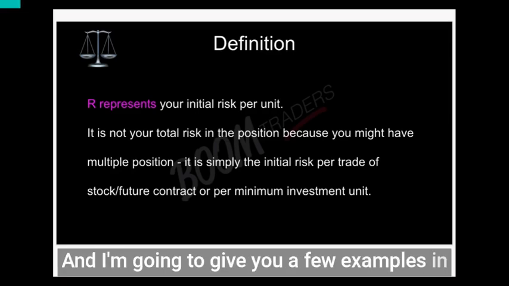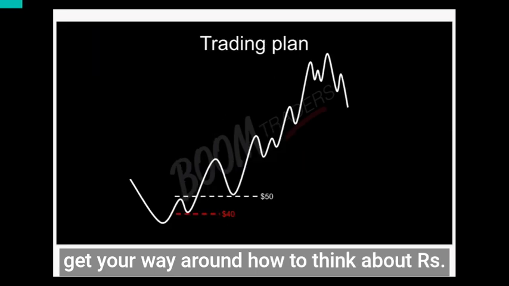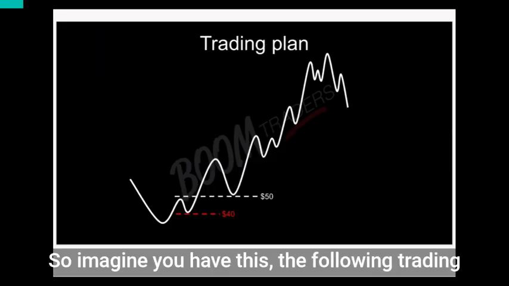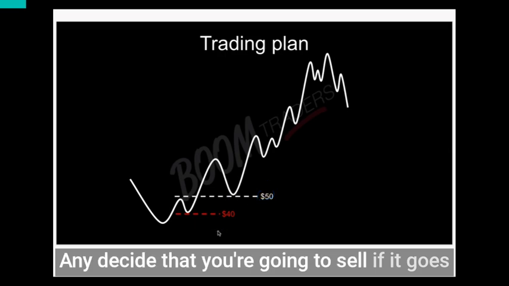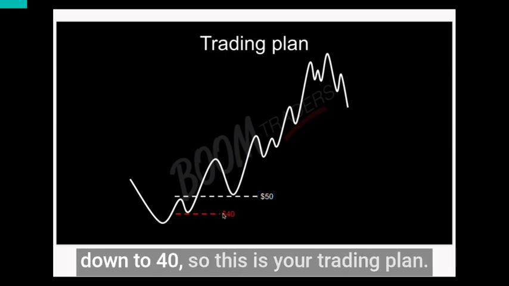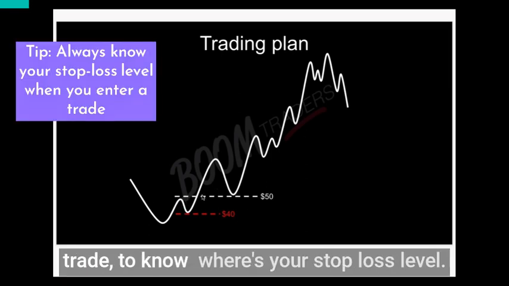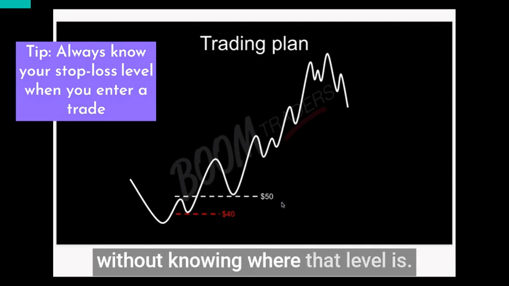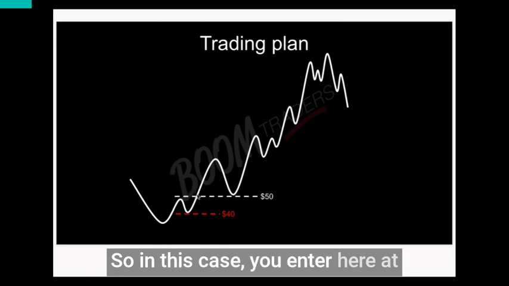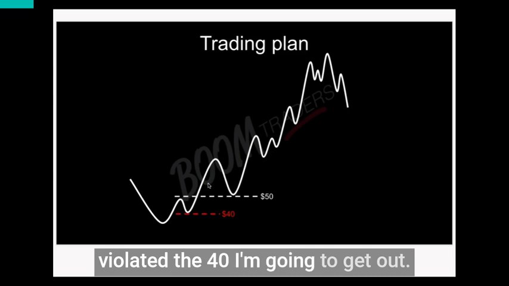And I'm going to give you a few examples in order to make this practical and to help you get your way around how to think about R's. So imagine you have the following trading plan. You buy a stock at 50, so that's here, and you decide that you're going to sell if it goes down to 40. So this is your trading plan. We advise that every time you enter a trade, you know where your stop loss level is. So you never go into a trade without knowing where that level is. So in this case, you enter here at 50 and you say, if this low here, the 40, is violated, I'm going to get out.